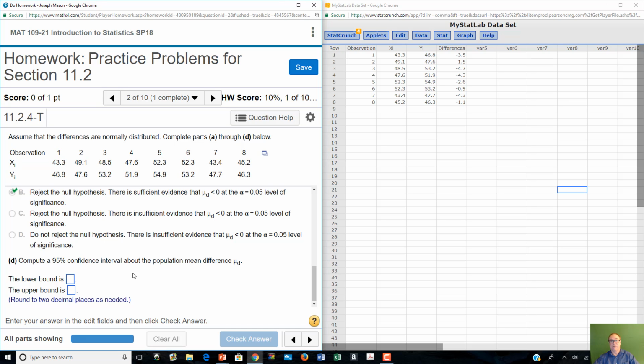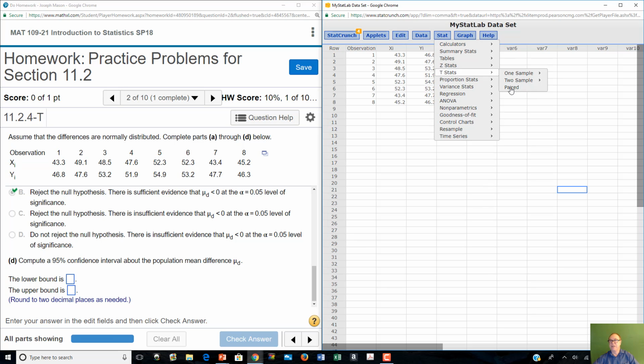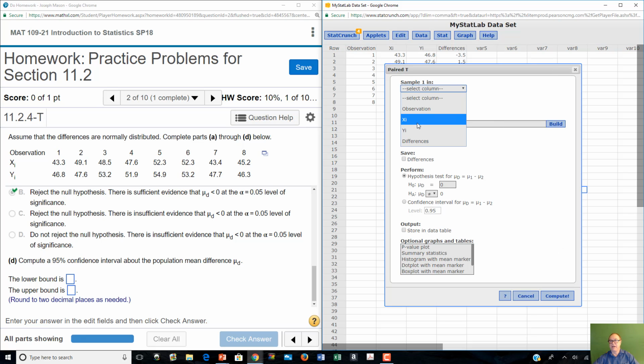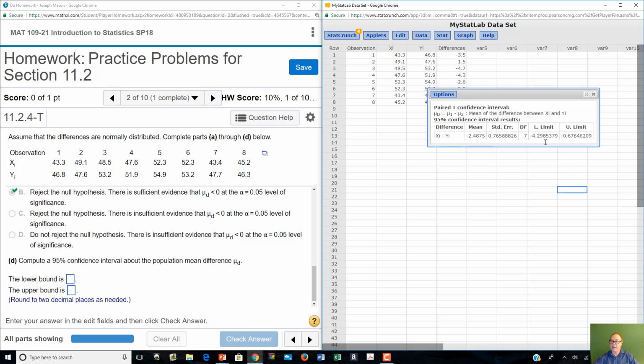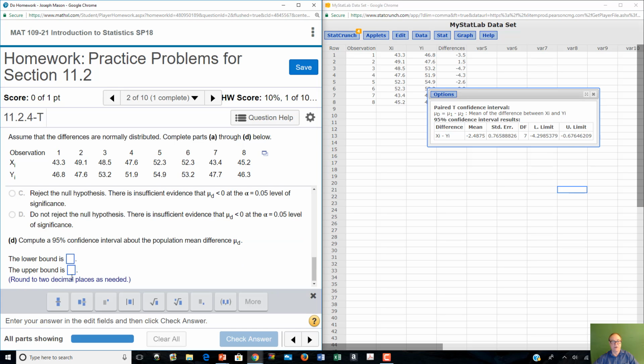Compute a 95% interval about the population mean mu of D. Well, we haven't done this yet, but we would go through it. So you would go under Stat. You could do t-stat paired. Choose the X values. Choose the Y values. This time click confidence interval, and I want 95%, which is what I have. Compute. Now I have my lower limit and upper limit. So the lower limit to 2 decimal places is negative 4.30. And the upper bound to 2 decimal places is negative 0.68.